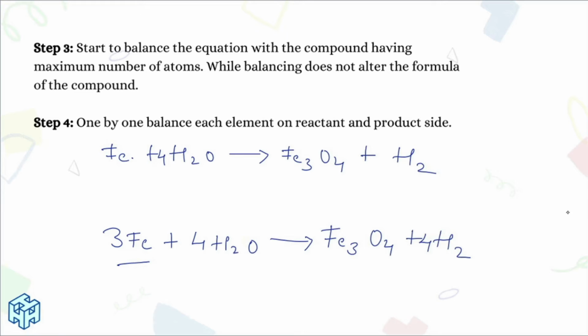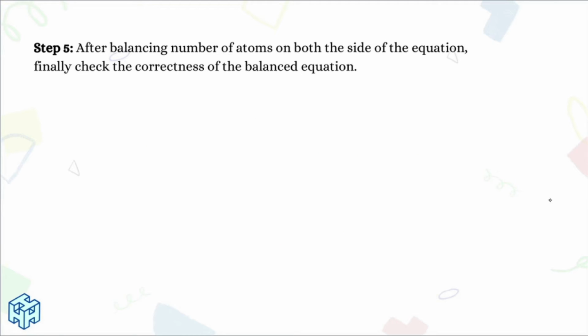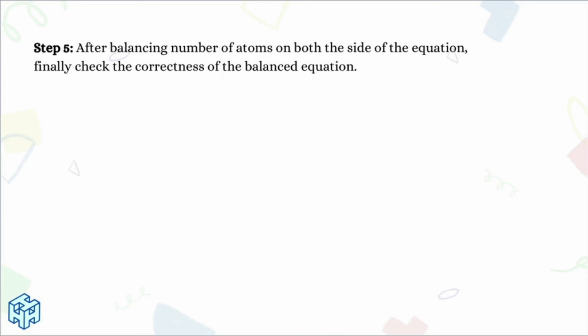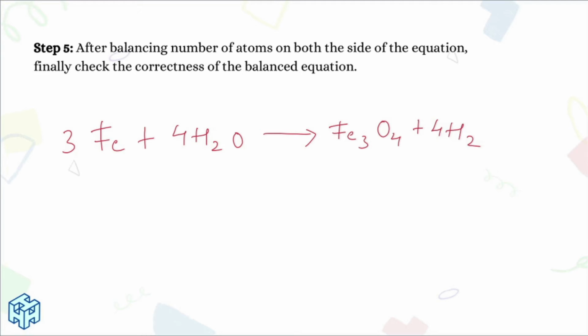Now let us understand. Sir, are you able to see? After balancing the equation, this is step 3 and this is step 4. After balancing, let us check the correctness of it. It's very important: is what we did right or wrong? What did we do? 3Fe plus 4H2O gave rise to Fe3O4 plus 4H2. Now let us perform our check.